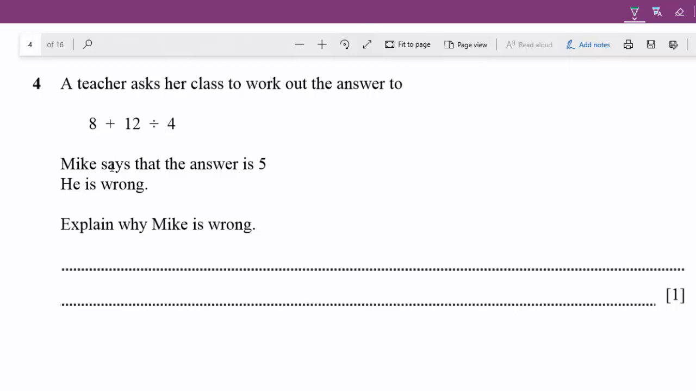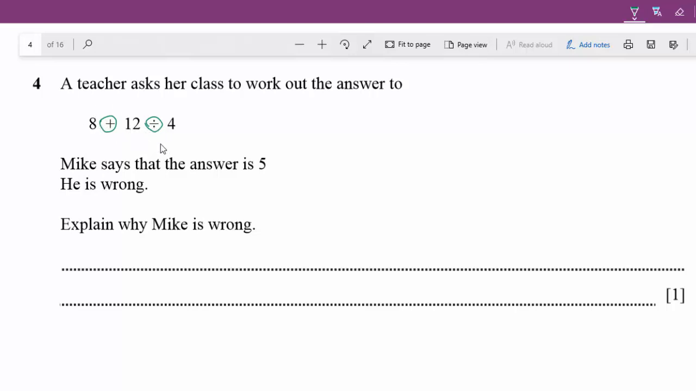A teacher asks her class to work out the answer to 8 plus 12 divided by 4. Mike says that the answer is 5. He is wrong. Explain why Mike is wrong. Okay, whenever we see more than one operation, we have to use the laws of arithmetic, or order of operations. According to the order of operations, division should be done before addition.